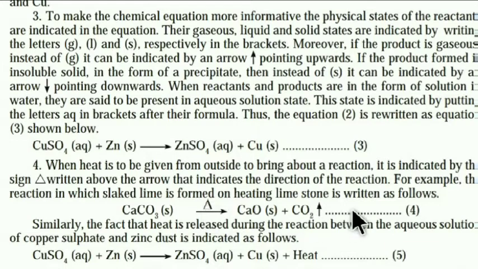For example, here the slaked lime is formed on heating limestone. In this reaction, the heat is given from outside, indicated by this triangle written above the arrow, and there is formation of CaO, in solid state, plus carbon dioxide which is given out, hence that arrow is in upward direction, and this is equation number 4.